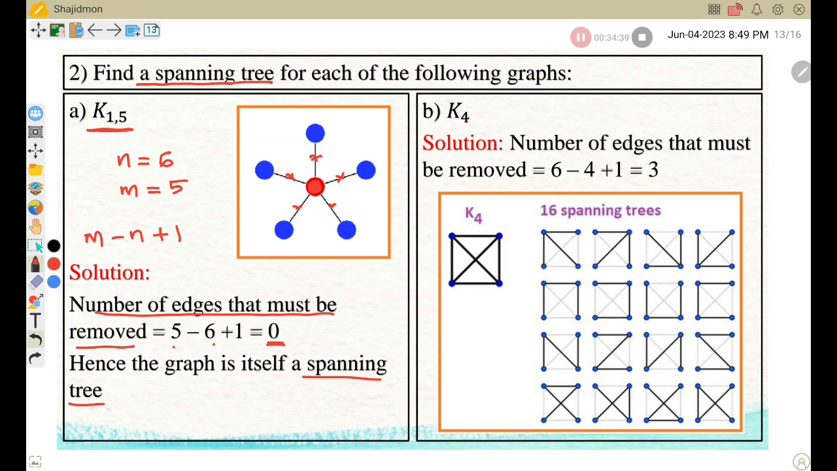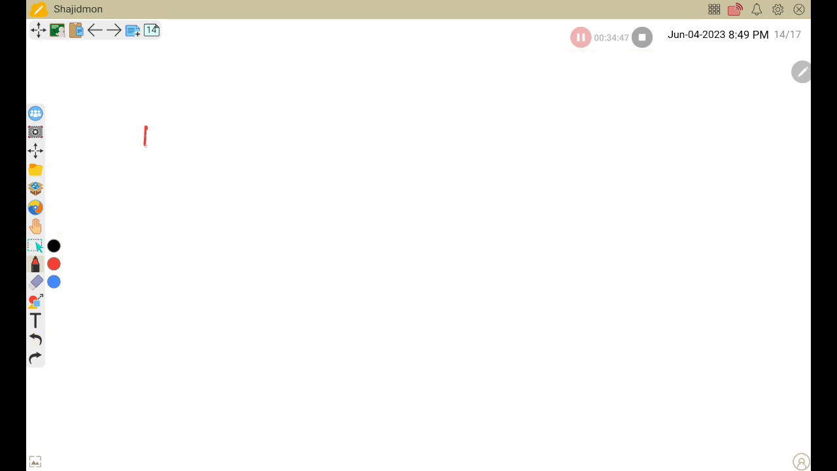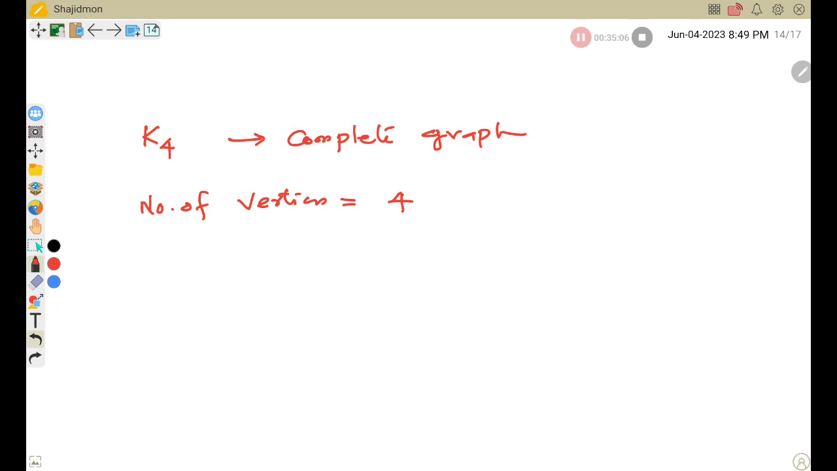Now the next question, B part. Draw at least one spanning tree, or find one spanning tree. K4, what is the meaning of K4 actually? K4 means a complete graph. We studied complete graphs in a previous section. K4 means how many vertices are there? The number of vertices equals 4. So we have 4 vertices.